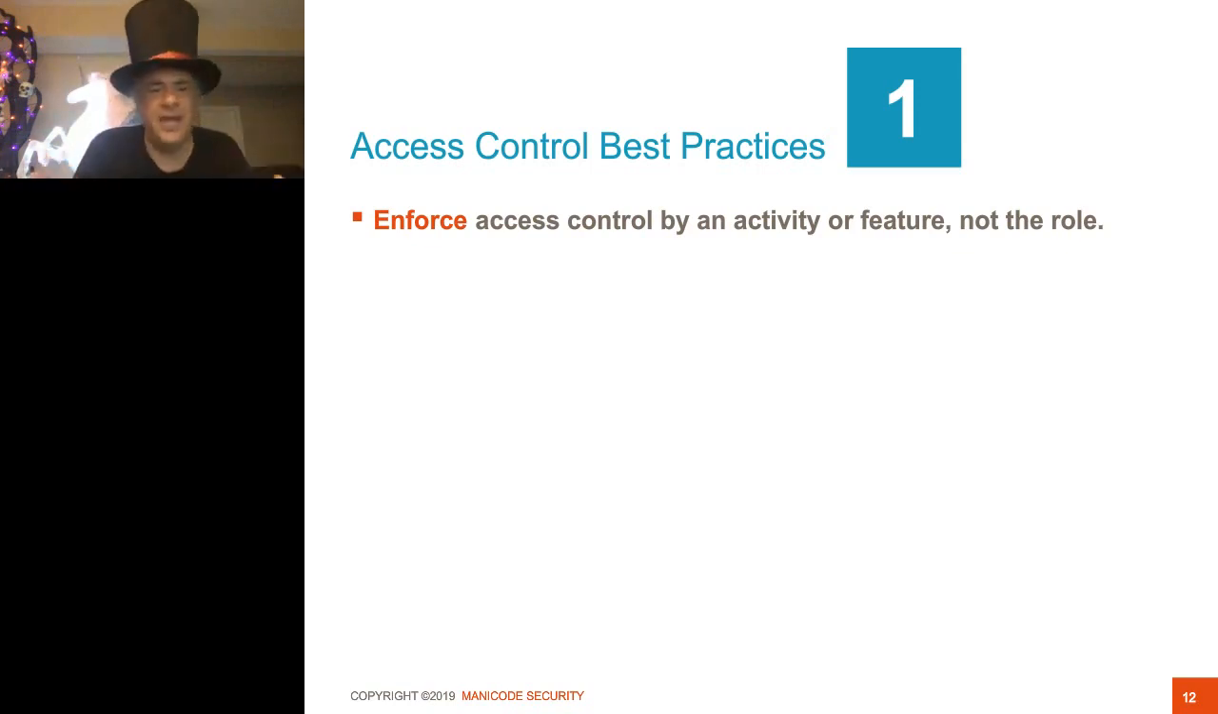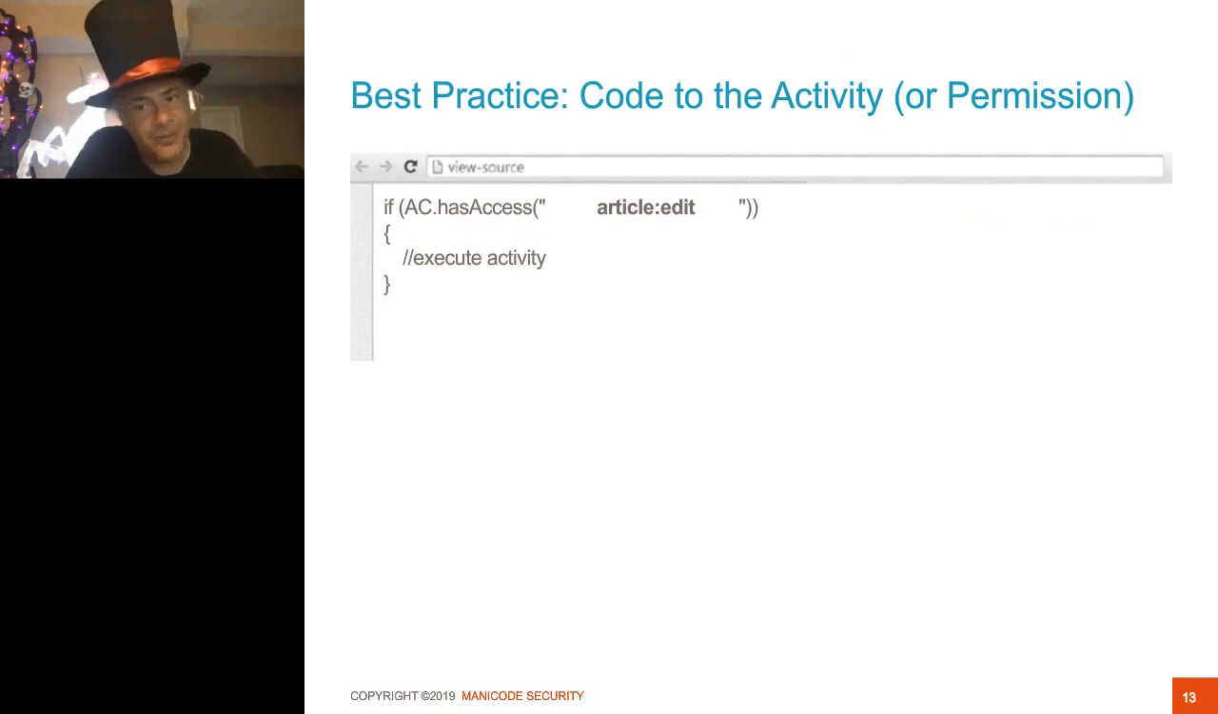So I think about it as, when I am actually going to enforce access control in my software, I want to do it by the activity name itself. This seems really subtle, but it's not. So I'm saying, if the user has access to edit the article, let them do it. Please note, this check has nothing to do with the user themselves and the user metadata. It's just checking what feature is being executed.